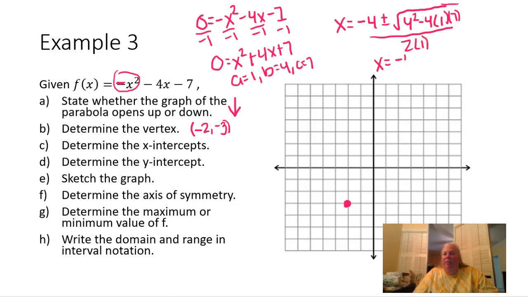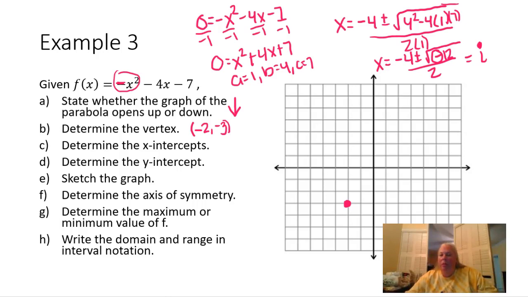All right, so we have -4 plus or minus the square root of, let's see, 4 squared is 16, 4 times 1 is 4, 4 times 7 is 28. We've got 16 minus 28. That's going to give me -12, and this is over 2. And I really don't have to go any further because I have this negative right here underneath the radical, and that causes a problem. That means we have imaginary x-intercepts.